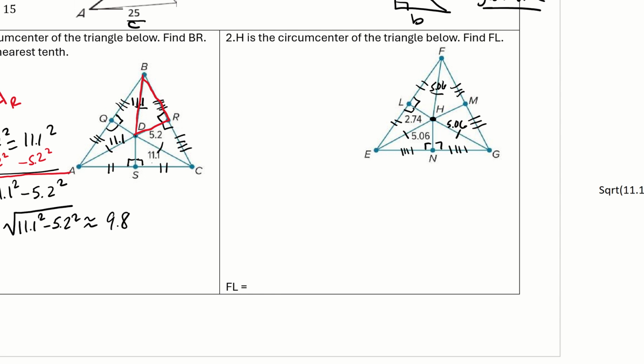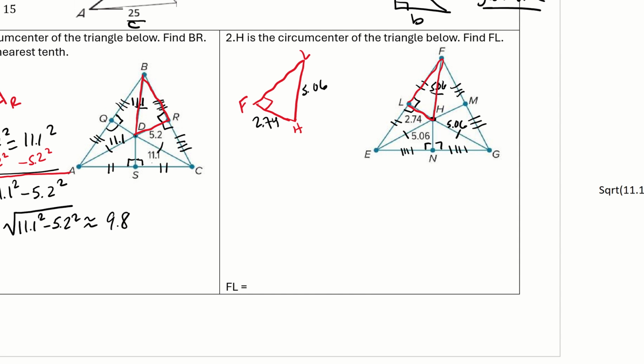And we're trying to look for FL, right? So since we're trying to look for FL, we can use this triangle to help us. That FL triangle, I'm going to try to draw it better here. All right, so we know that this side is 5.06. We know this would be side H here, or point H. And then this is 2.74.